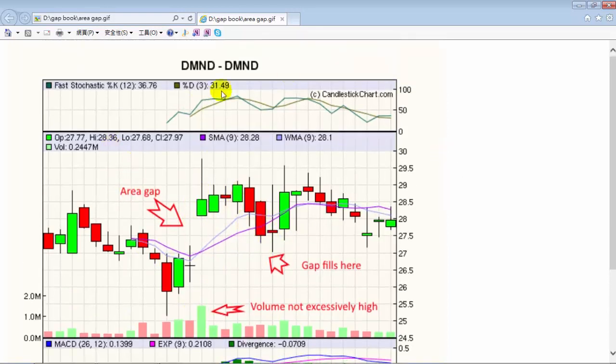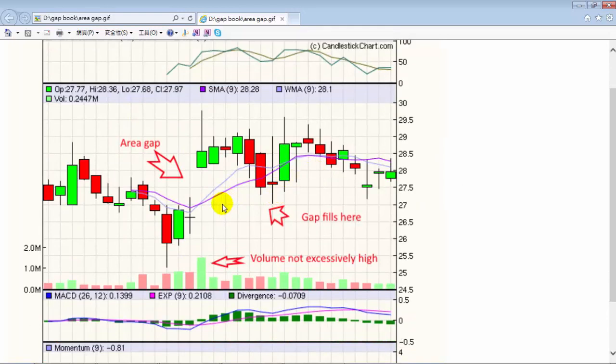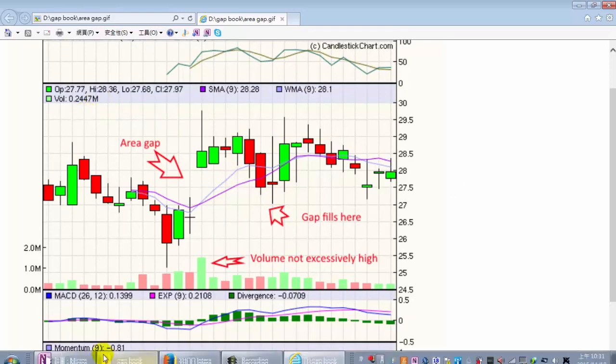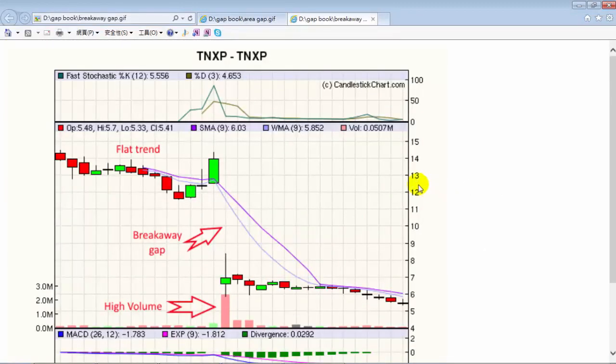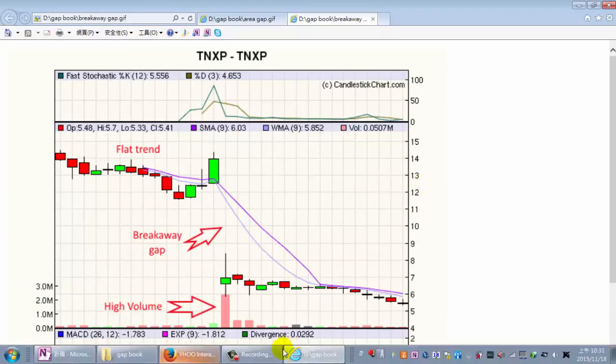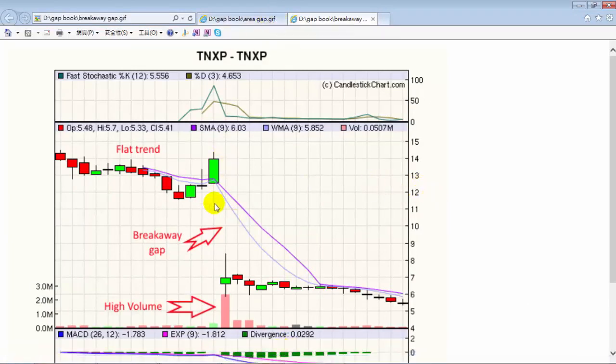For this particular stock, it happened on day 6. Now, I gave you a lot of info in the gap game plan as to how to recognize an area gap versus a breakaway gap, which I'll show you now. Here's a breakaway gap. The difference between these two is that the breakaway gap tends to have higher volume.